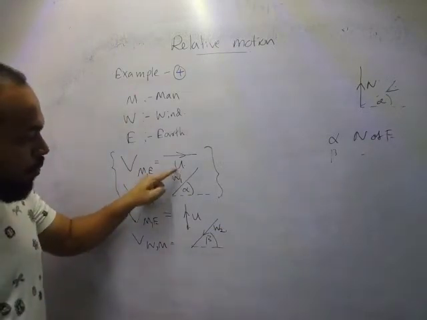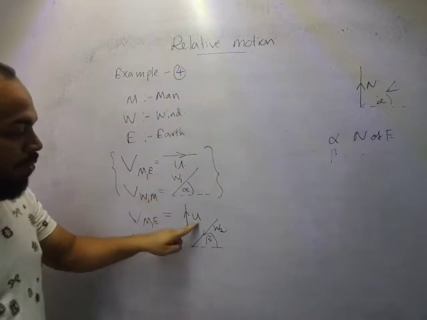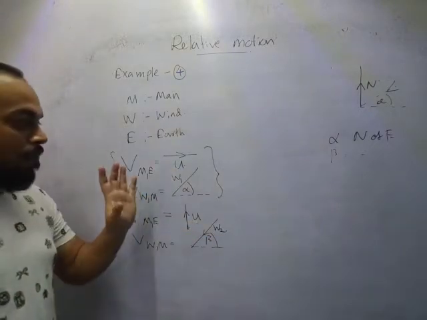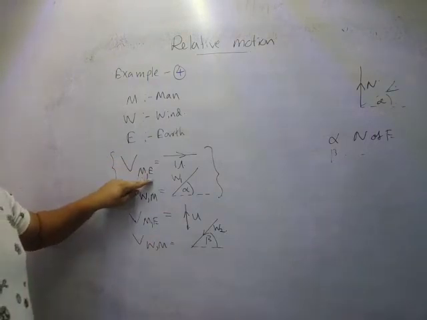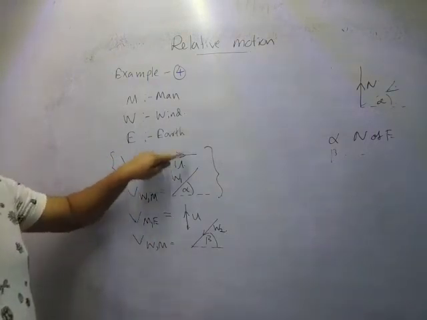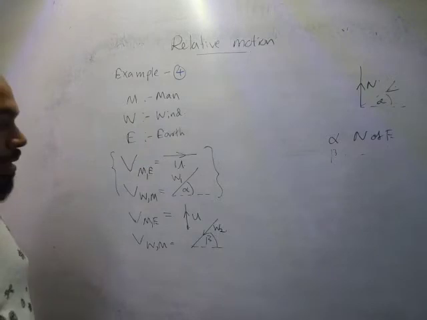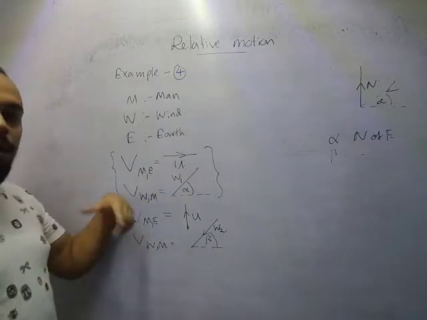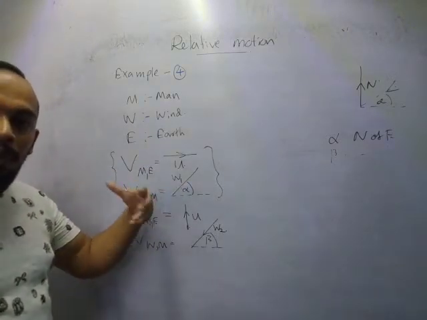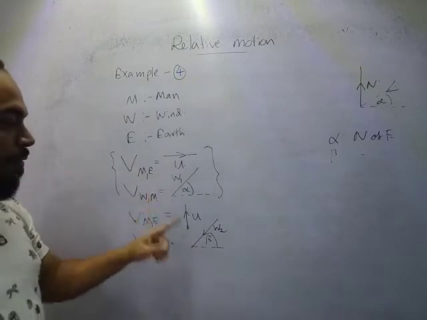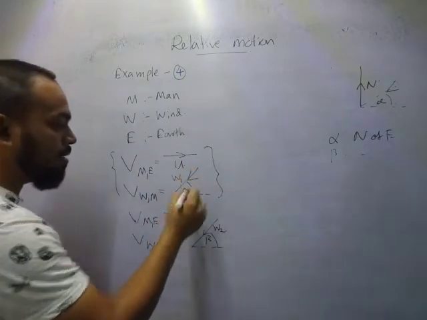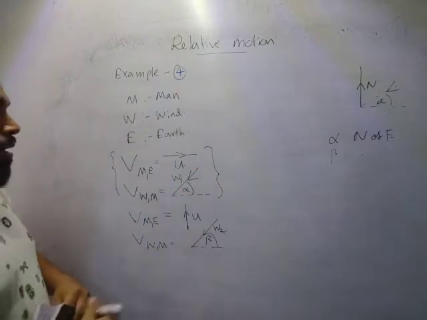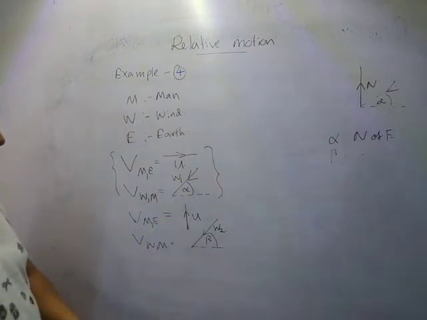We don't know U, we don't know W1, we don't know W2, but we know the directions. The direction of the man relative to earth in the first scenario is east. Then it appears to him that the wind is blowing from a direction alpha north of east.